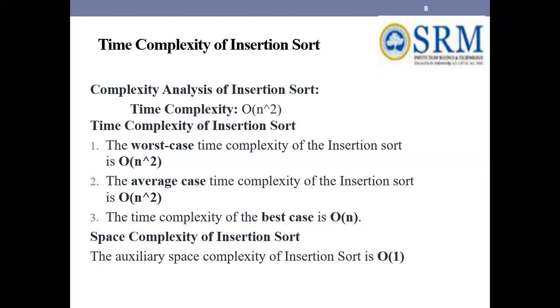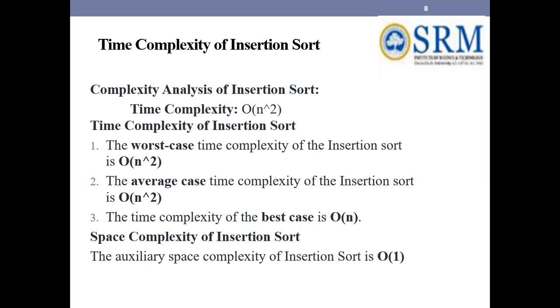Now the time complexity of insertion sort. There are two complexities, time complexity and space complexity. Time complexity is how much time the algorithm takes to sort the values, and space complexity is how much memory it occupies. Normally, we are not bothered about space complexity. For time complexity, there are three cases: worst case, average case, and best case. The worst case is when the input is in descending order, so all the values are moved and swapped. In that case, time complexity is order of n square, quadratic. The average time complexity is also order of n square.